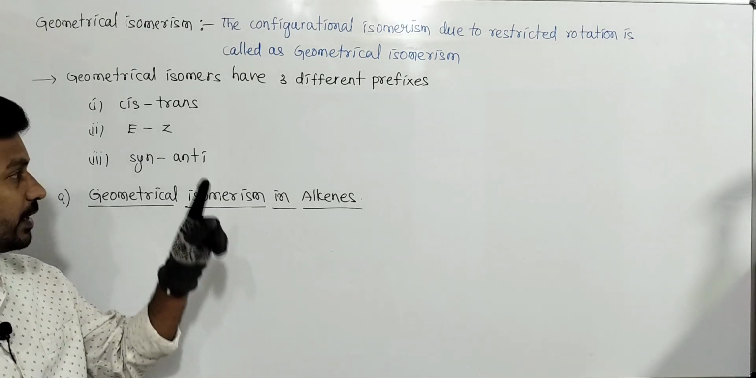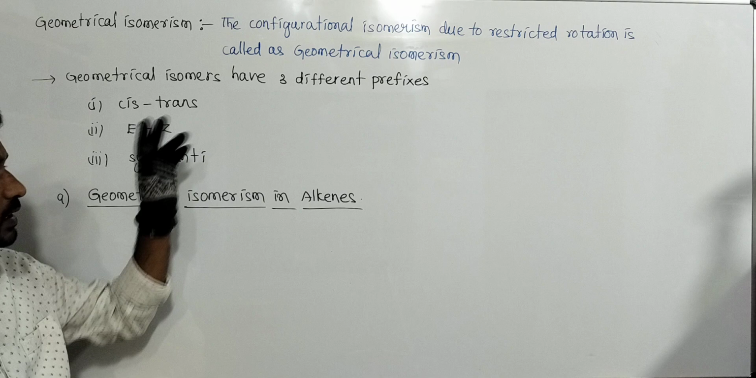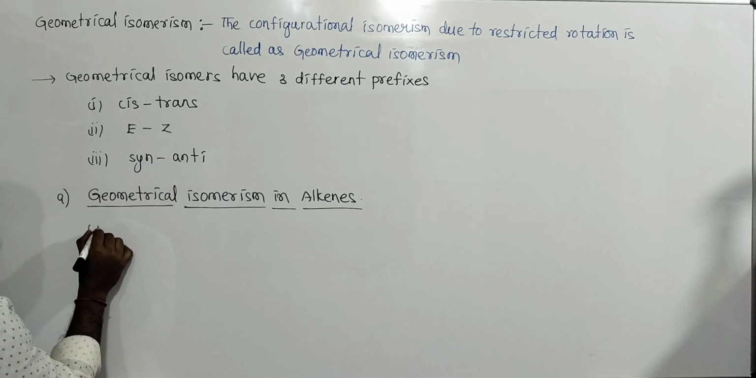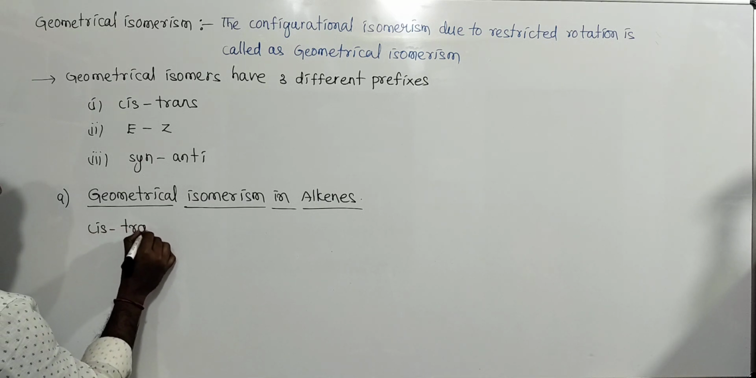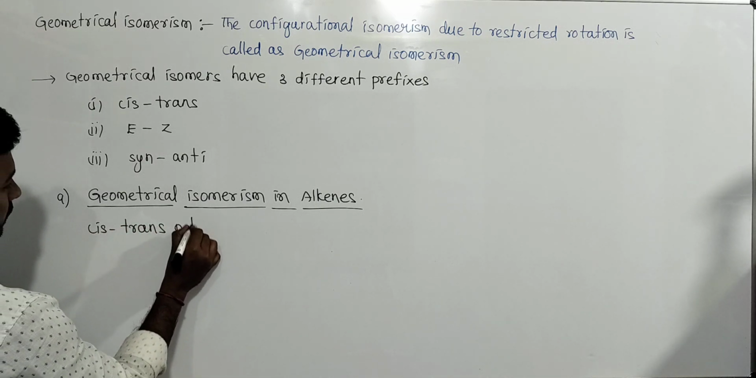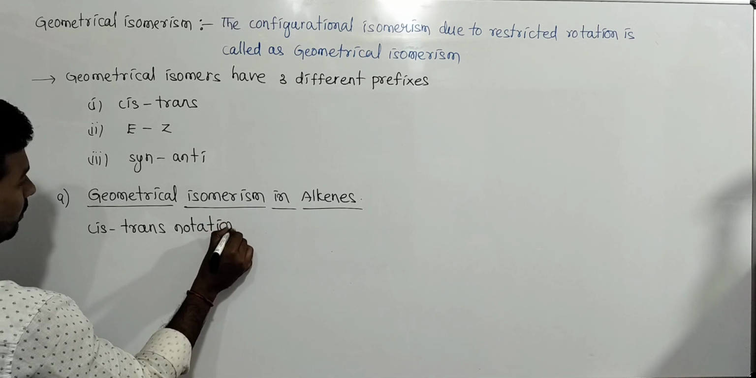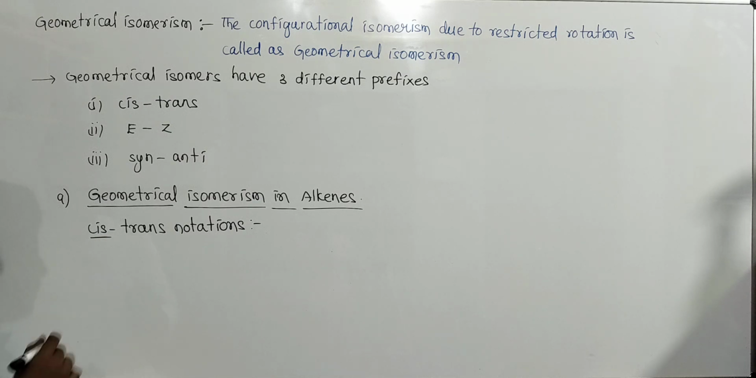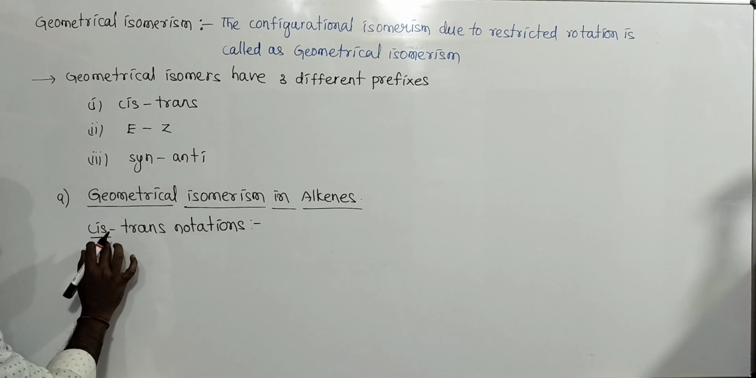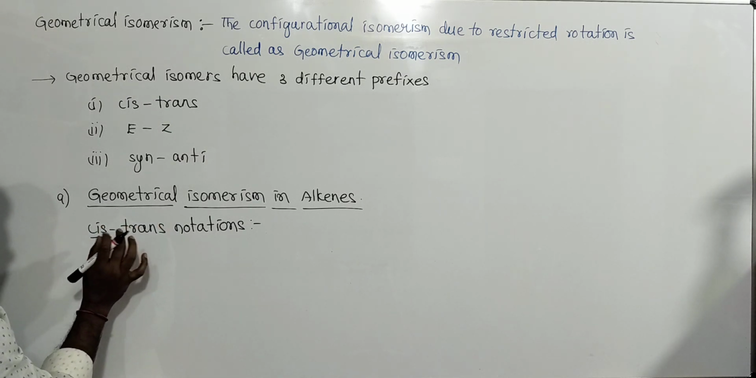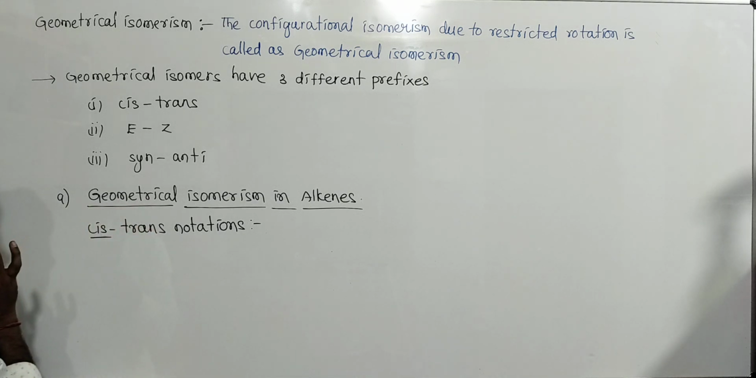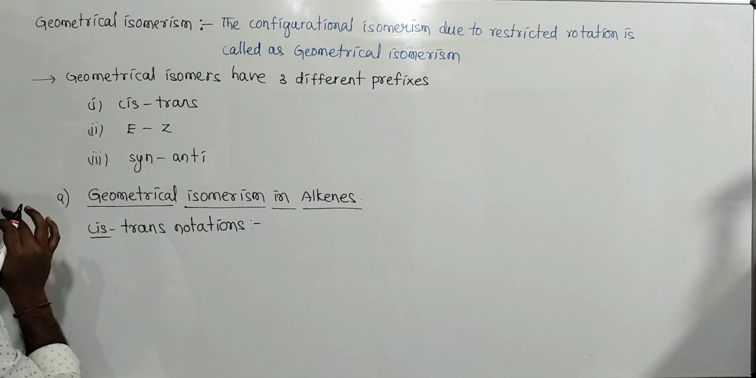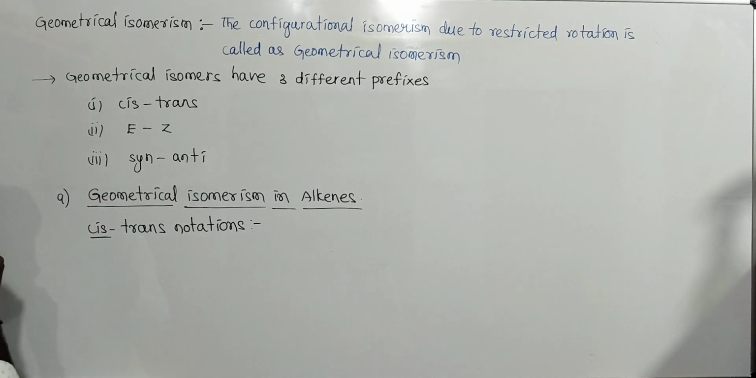In alkenes there are two types of prefixes. One is cis-trans, the other is EZ. So first is the cis-trans notation. Cis and trans notation for geometrical isomerism. Whenever we call it a cis isomer or a trans isomer, both are geometrical isomers only. E isomer, Z isomer, syn isomer, anti isomer, they are also geometrical isomers.